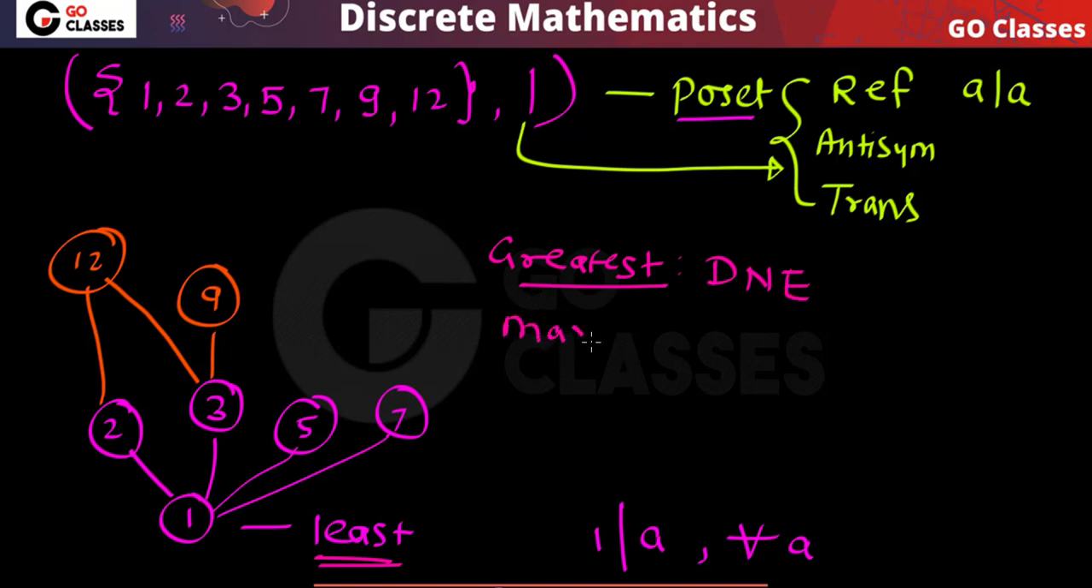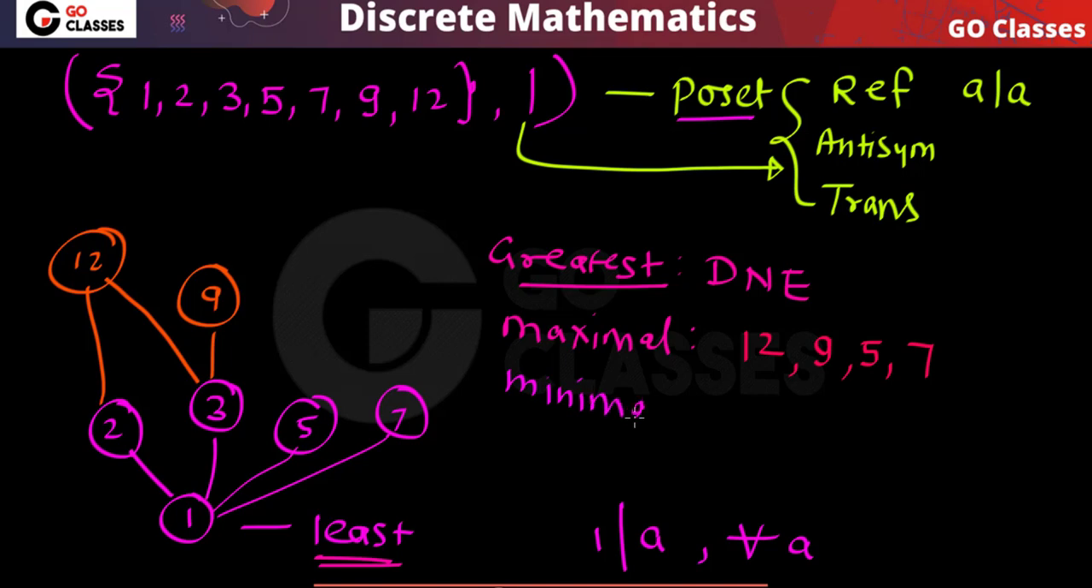And what is the maximal element? A maximal element is an element which does not divide anyone, which is not related to anyone. So 12 is a maximal element, 9 is a maximal element, 5 is a maximal element, and 7 is a maximal element. 7, 5, 9 and 12 are not related to anyone. There is no one above 7, 5, 9 or 12. So these are the maximal elements.